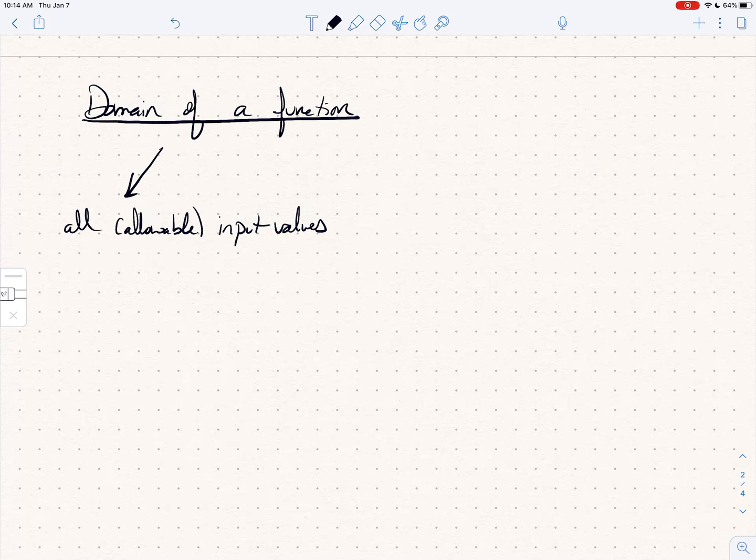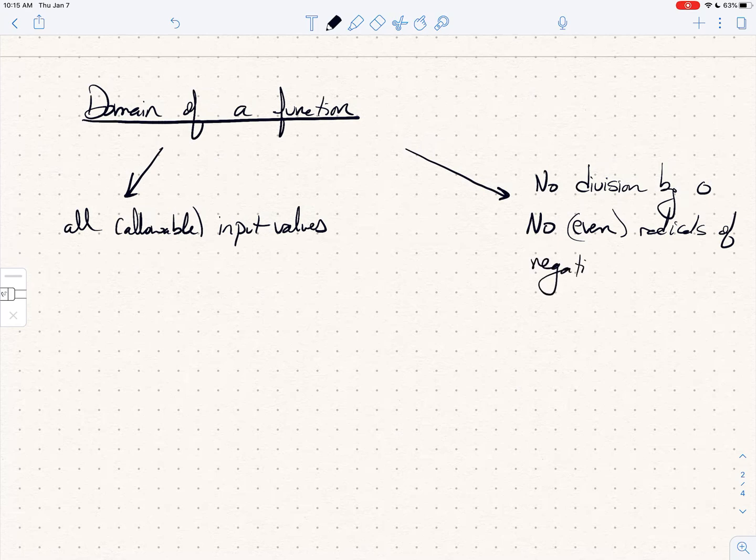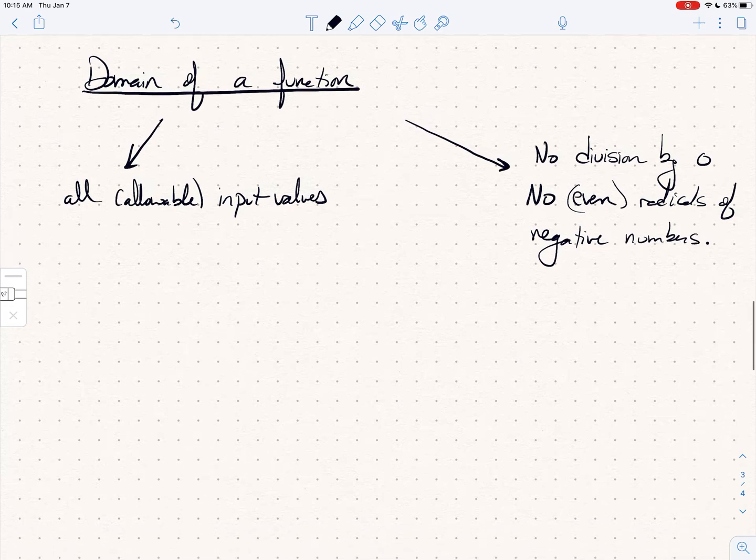So it's all the numbers you can plug in that don't violate some of the fundamental rules of mathematics. The two rules that we're interested in so far are the following. We want to avoid no division by zero and no even radicals of negative numbers. Can't take an even radical of a negative number.